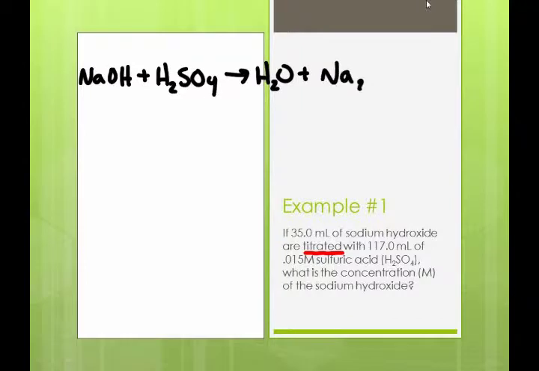And in this case, my salt is sodium sulfate. Neutralization reactions are also just another form of double replacement reactions. I need to balance my reaction, and that takes care of step 1.